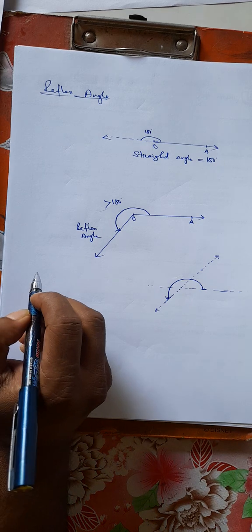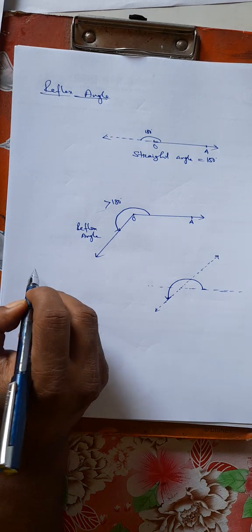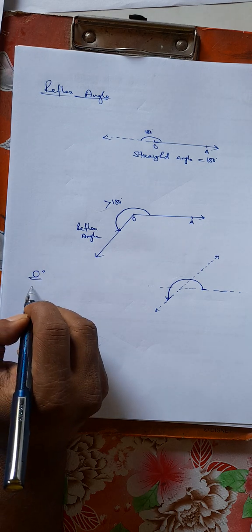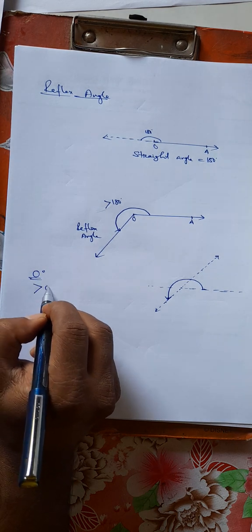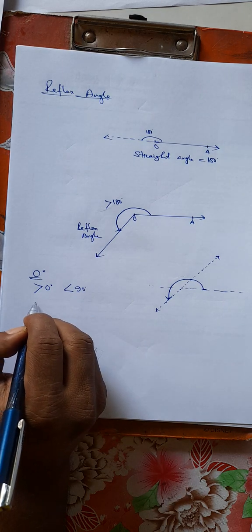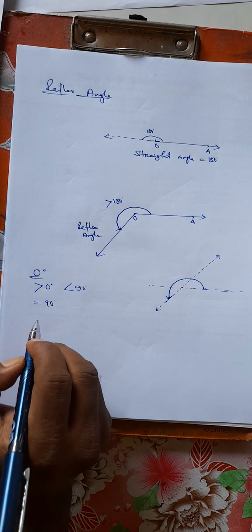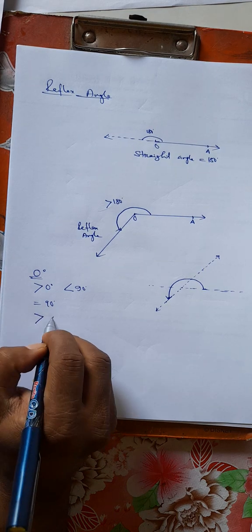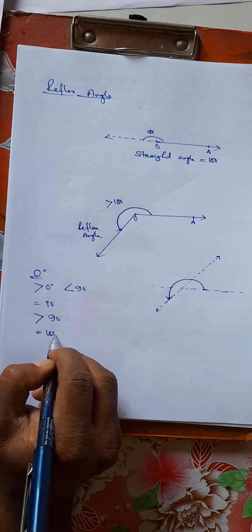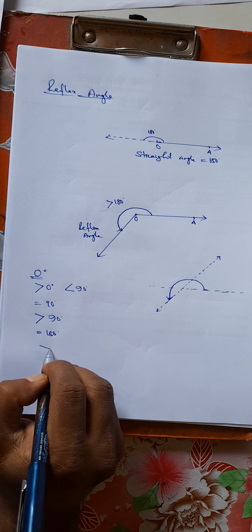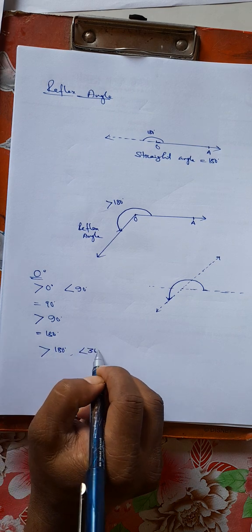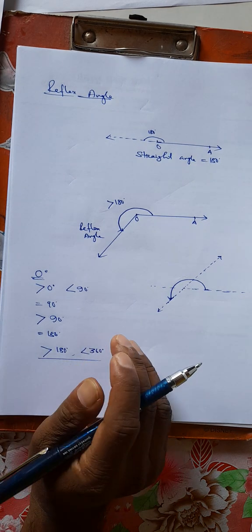So there are many types of angles like the 0 degree angle, then the acute angle, greater than 0 degrees and less than 90 degrees, then the right angle equal to 90 degrees, then the obtuse angle more than 90 degrees, then the straight angle equal to 180 degrees, then the reflex angle greater than 180 degrees but less than 360 degrees. These are the types of angles.